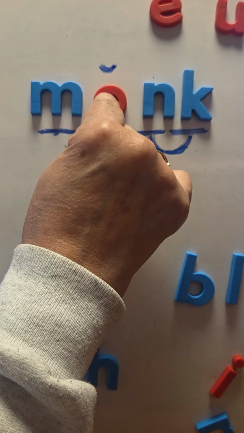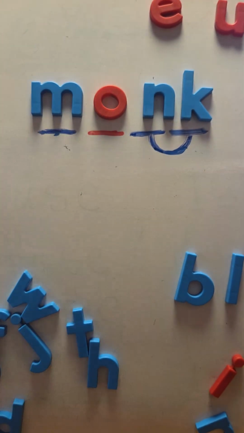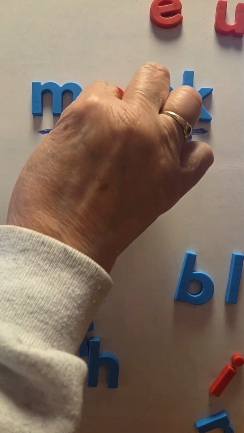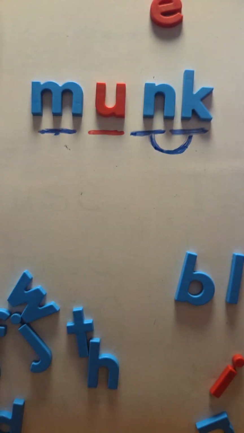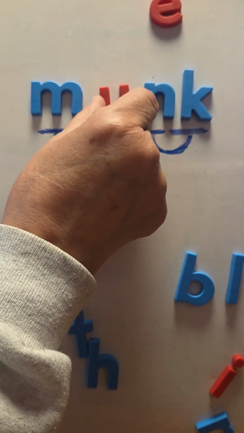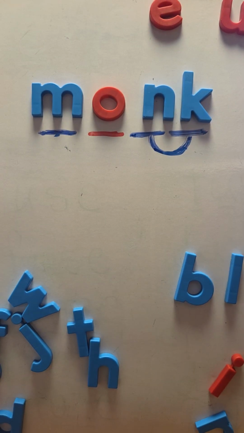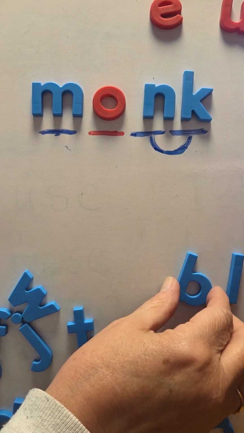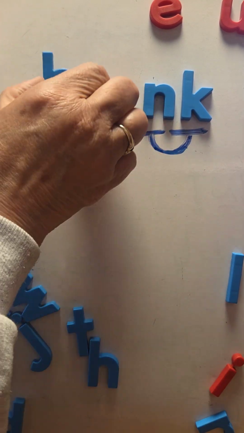This is a hard sound. This O is not saying ah anymore. It's saying monk. This is what it sounds like. This is what our ears hear, but we're seeing this. Monk. Let's see what happens when we put a B there.